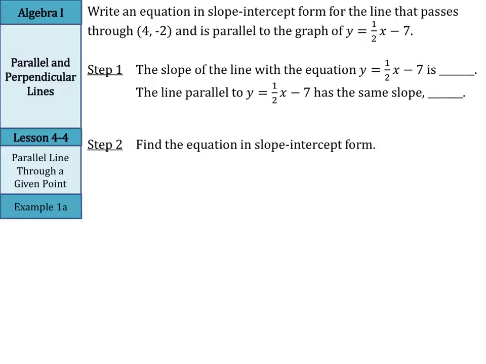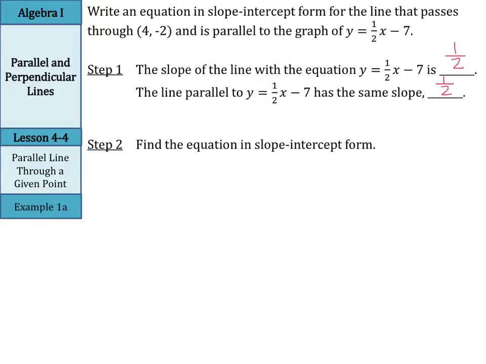We want to write an equation in slope-intercept form for the line that passes through (4, -2) and is parallel to the graph of y = 1/2 x - 7. Well, our first step, remember, is to figure out the slope. The line y = 1/2 x - 7 is already in slope-intercept form, and so our slope is with the x, so it's 1/2. The slope of this original line is 1/2, and the slope of any line that is parallel to it is just the same, 1/2.